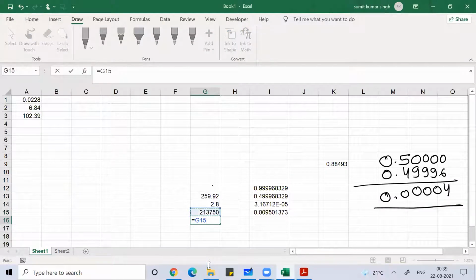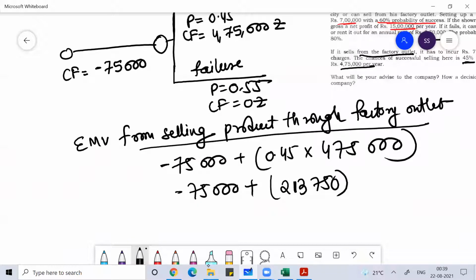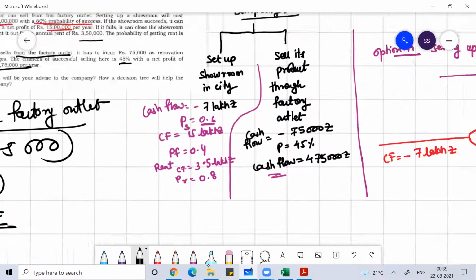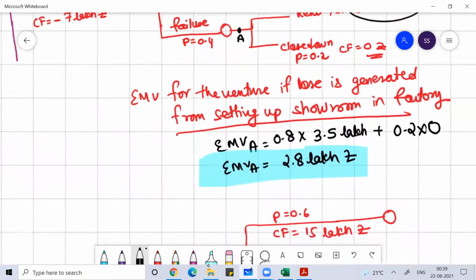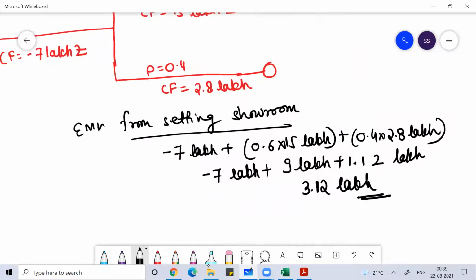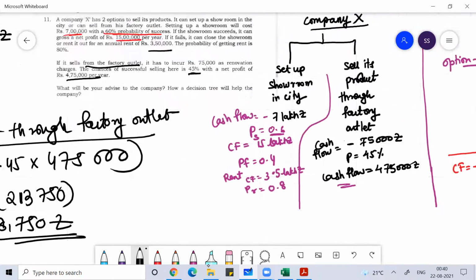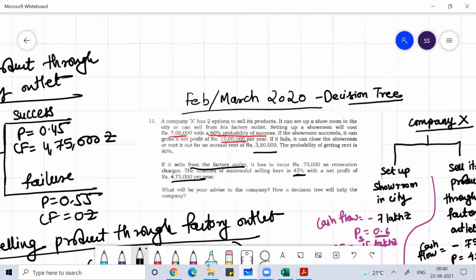Minus 75,000, 1,38,750. You can see this, the economic value from selling the product from factory outlet, you are getting around 1,38,750. And if you set up showroom in the city, you will get economic value of around 3.12 lakhs. So which is better option? Selling the product from showroom, that is better option. You're getting more economic value, right?